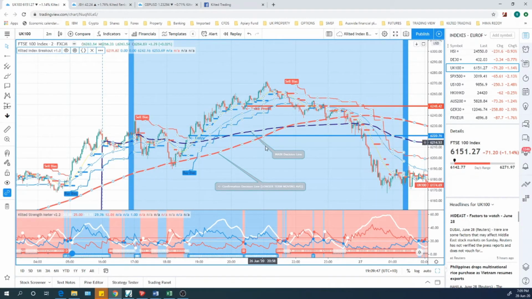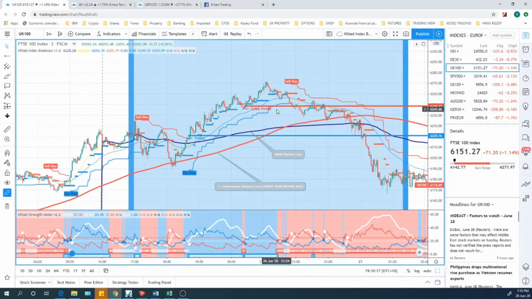Basically we have this dark blue line, which I'm calling our main decision line. The general rule is if price action is above this main decision line, you want to go long. If the price action is below the main decision line, you want to go short. The second rule, however, is we have a confirmation decision line. This is more of a longer term moving average.